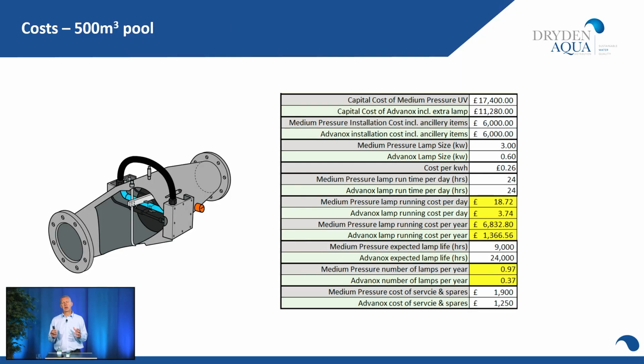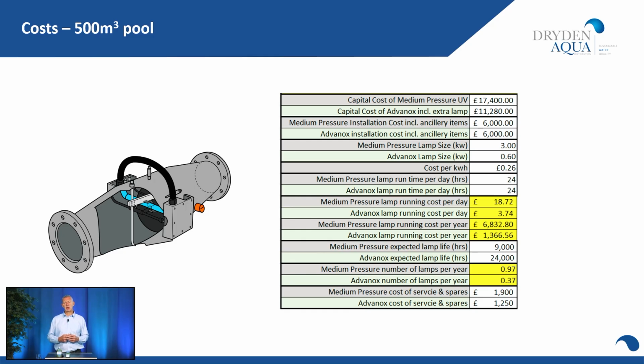The capital cost of a medium pressure UV is in the region of about £17,400. If we compare that to the Advanox system that would be required for that volume of pool, it's only £11,280.